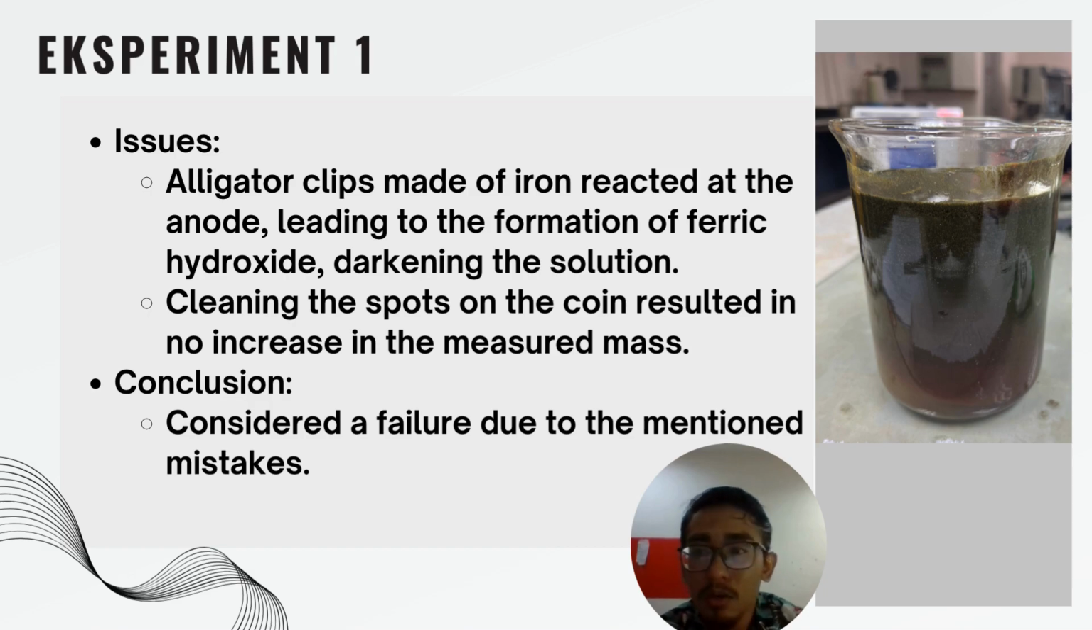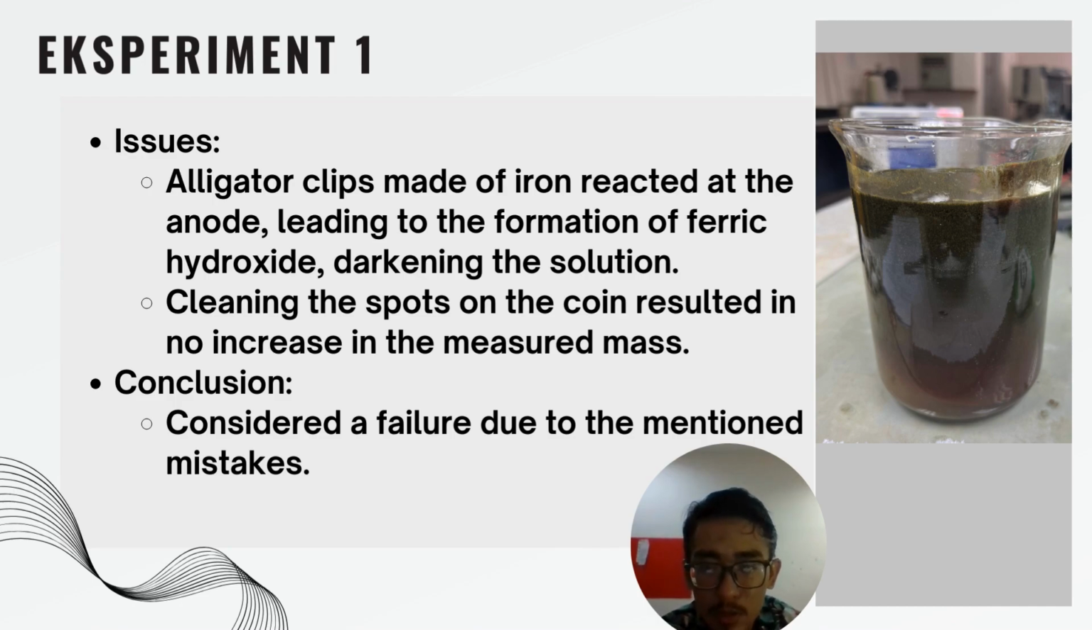For experiment 1, this experiment was considered failed because of our mistake in placing the alligator clip holding the copper into the solution while the current was running. The alligator clip, made of iron, reacted at the anode to become ferric hydroxide, which caused the solution to turn dark yellow. At the cathode, hydrogen gas bubbles appeared to be released into the air, and the coin was coated with iron and copper, where blackish-yellow spots appeared.